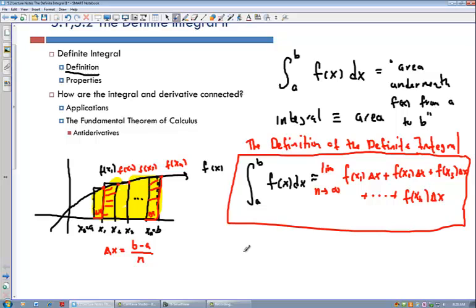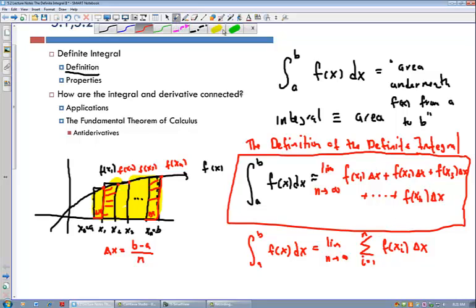It has a closed form. The closed form is the integral from a to b of f of x dx, which is equal to the limit as n goes to infinity. In the closed form, you write this in a shorter notation. So here you can have the sum from i equals 1 to n of f of x sub i delta x. And this is just a fancy way to write this above.